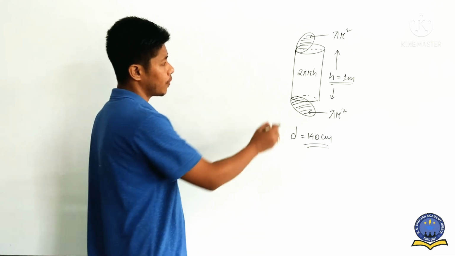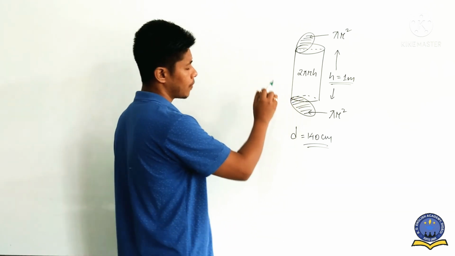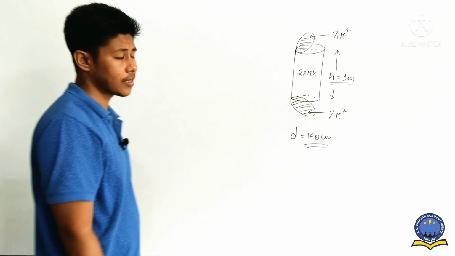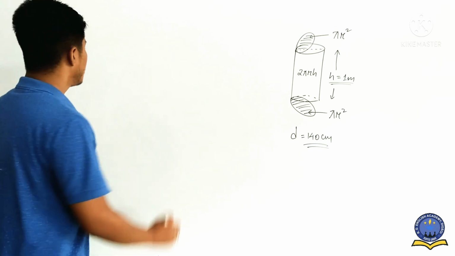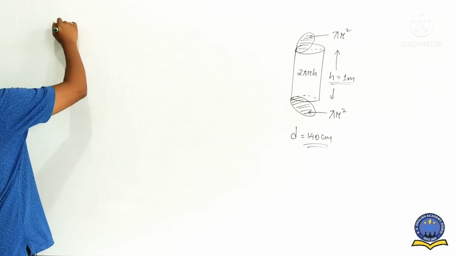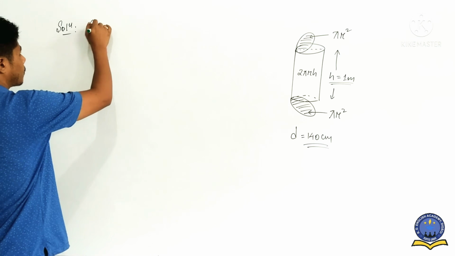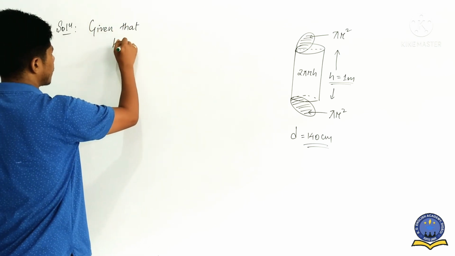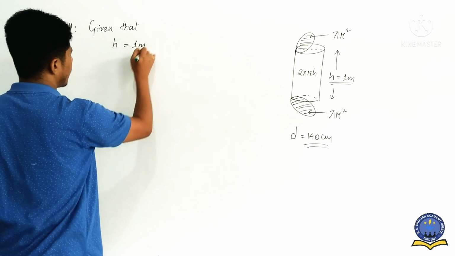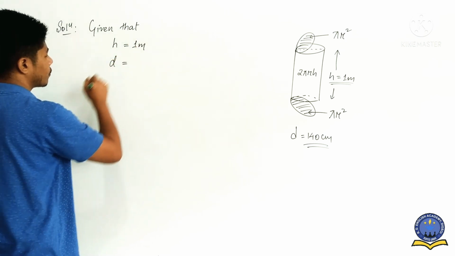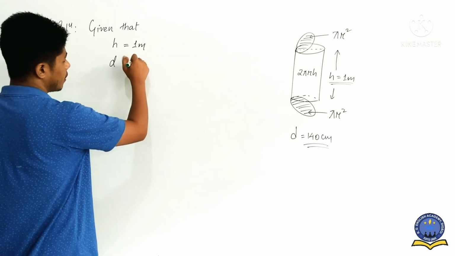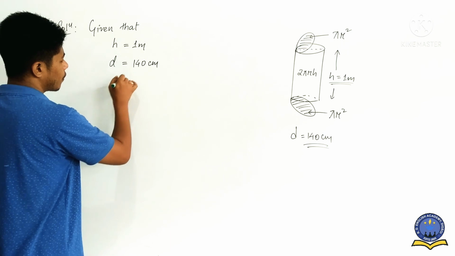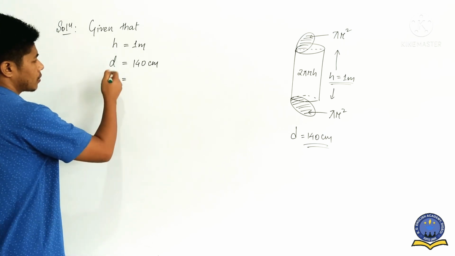So to apply this formula in the case of total surface area, first of all, one thing you see here: we need the radius, but here the diameter is given, isn't it? So when we start the solution, first of all you have to write given that. The height is given 1 meter, and if we consider the base diameter as d, it is 140 centimeters. Now, how can we convert this into radius?